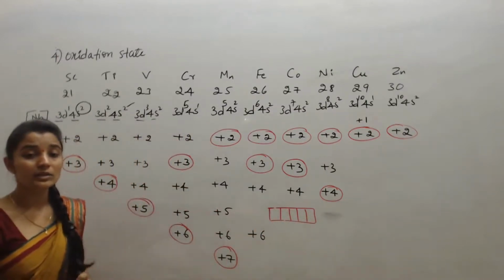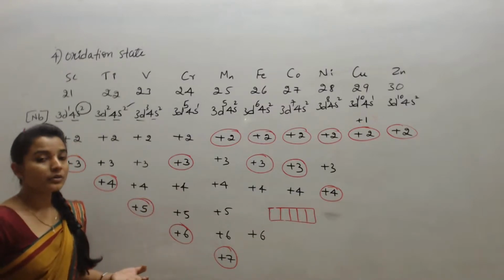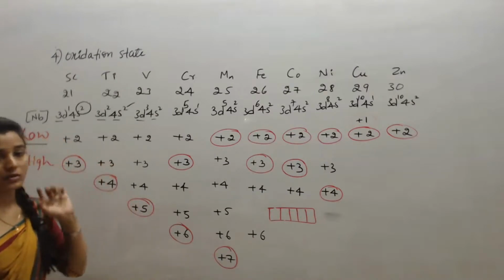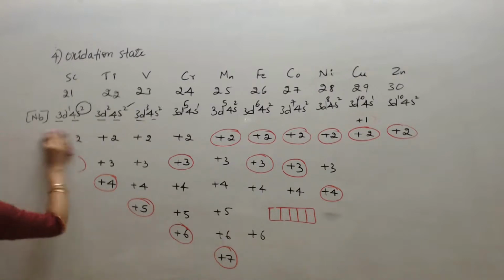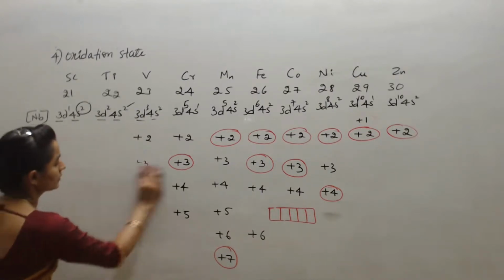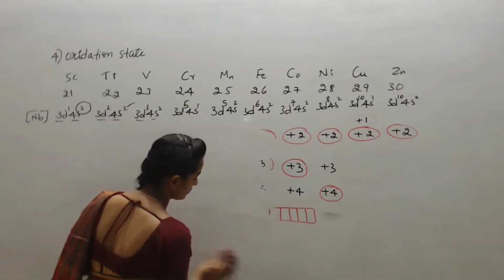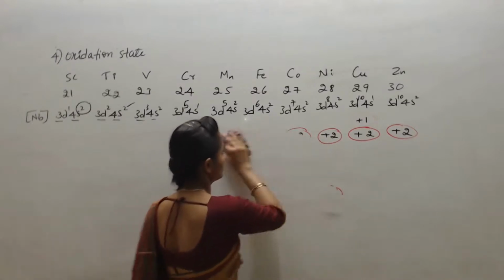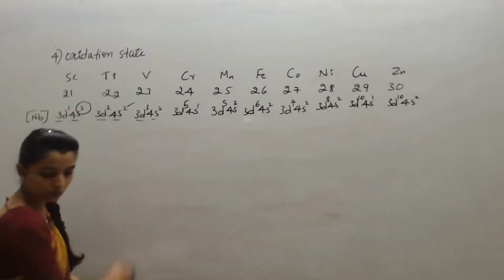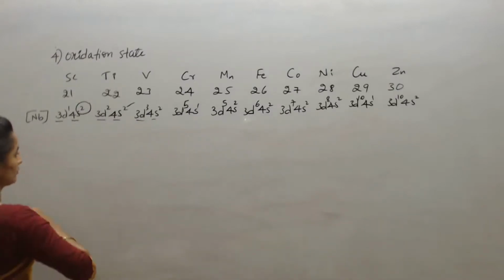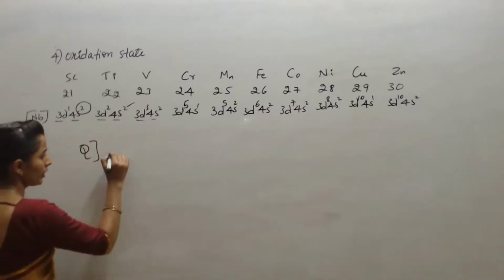That vacant d orbital is enough to accept a pair of electrons from any other species. Okay, so this is the oxidation state of d block elements. So what is the question raised from this topic? Students, one of the questions I'm writing here is very, very important.